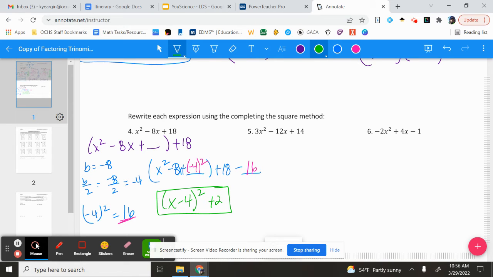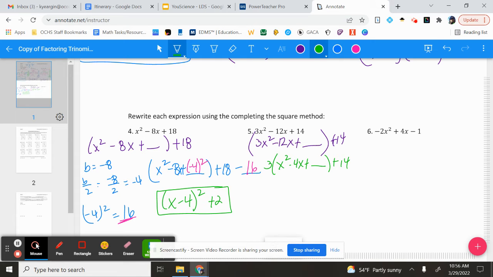As we get ready to look at the next one, I notice that my a value is no longer 1. So same process. I'm going to put something in, and then I'll take something out later. I'm going to move my 14 to the right outside of the parentheses. At this step, though, I do need to factor out the 3 because, again, my a value is not 1. The goal is to make it 1. So 3 divided by 3 is just 1 for x squared. Negative 12 divided by 3 is negative 4x. Still going to put something in, and then when I get ready to take it out, we'll do that at the end.